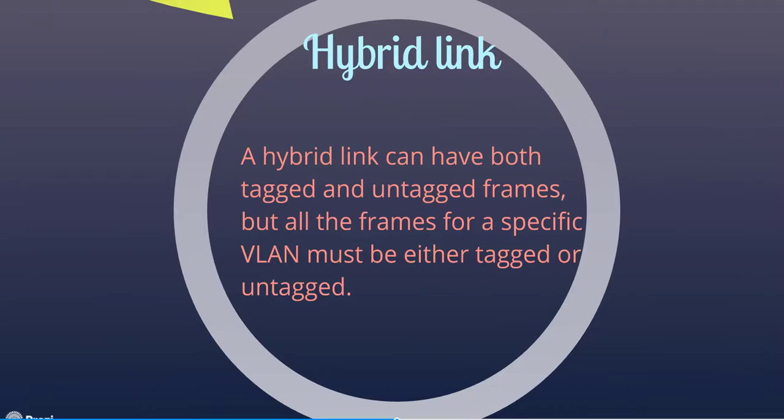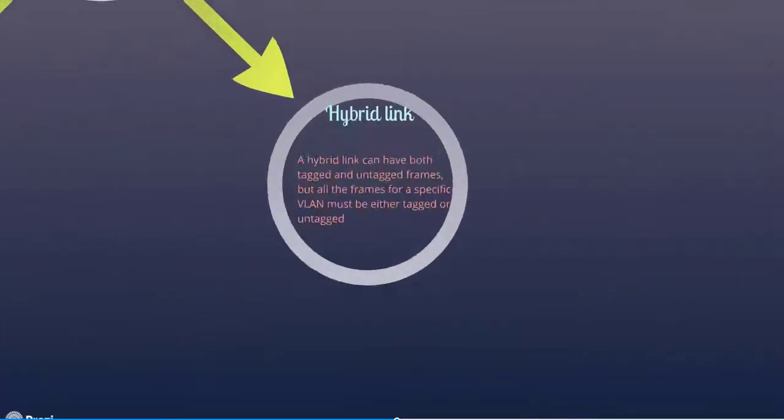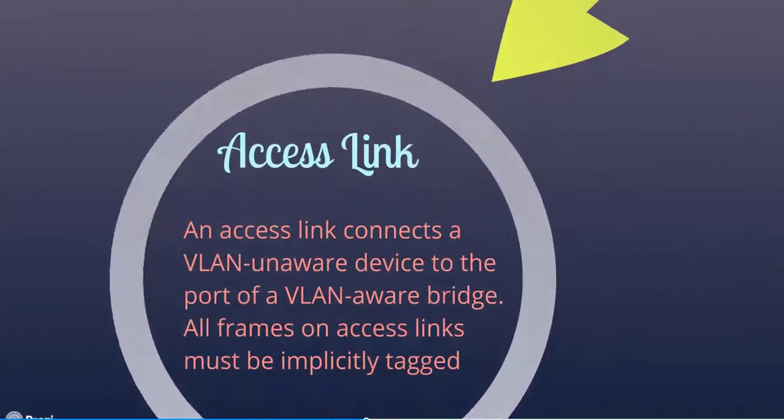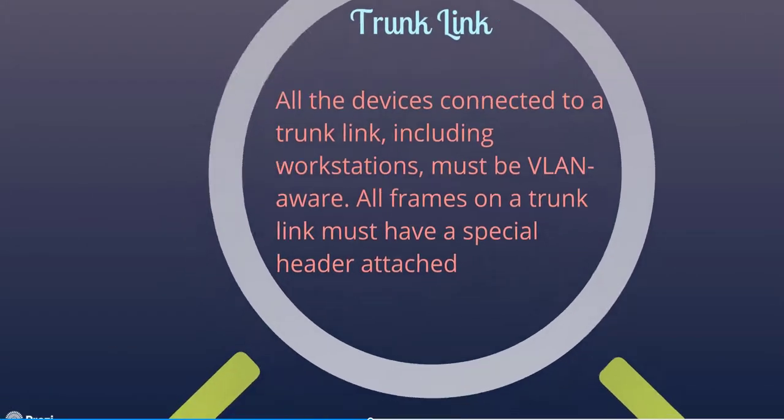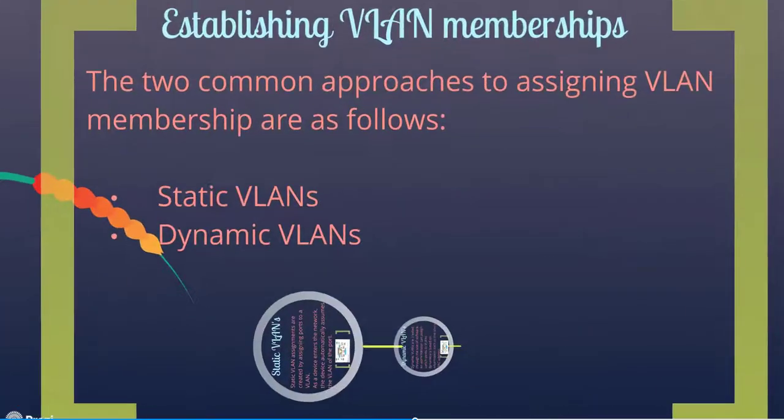Next is the hybrid link. A hybrid link can have both tagged and untagged frames, but all the frames for a specific VLAN must be either tagged or untagged. So this is a combination of the previous two, the access link and the trunk link. So you have a combination, and you have the hybrid link.